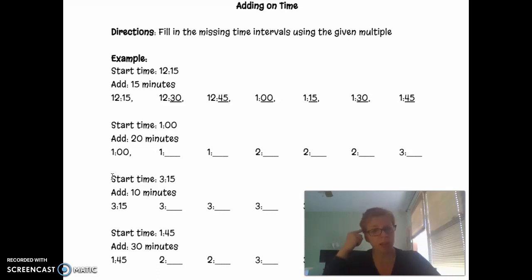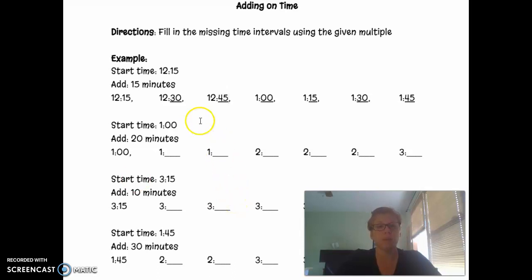Do your best in adding time going around the clock. Remember, at 59, you have 1 more minute till you get to 60, and then it's the new hour. Okay, just be mindful of switching over from 59 to 60, because 60 is the new hour. All right?